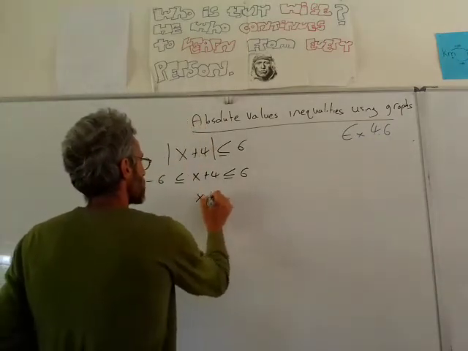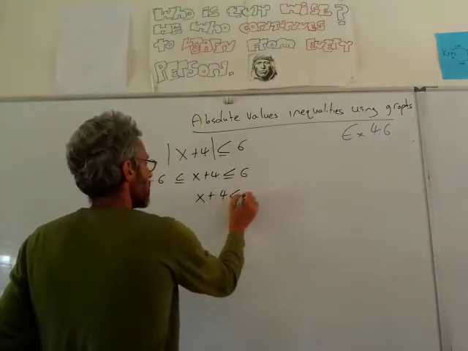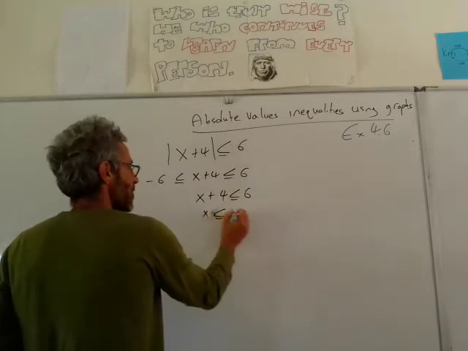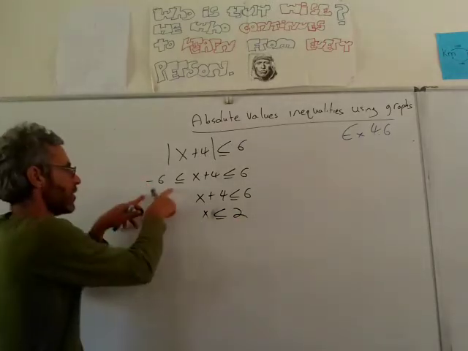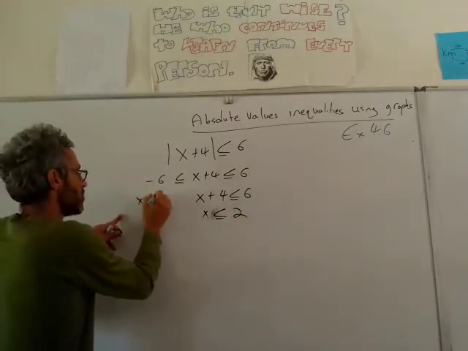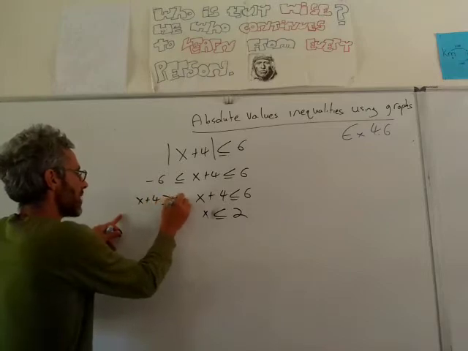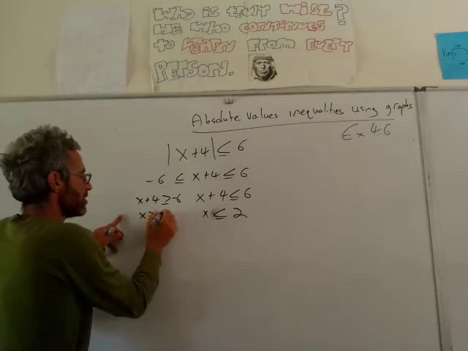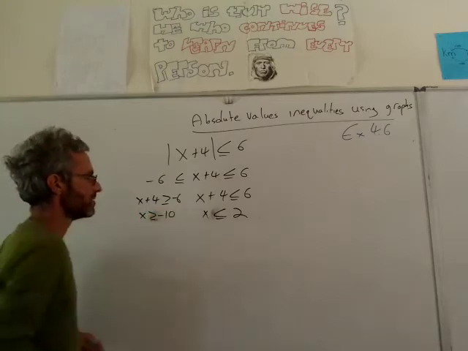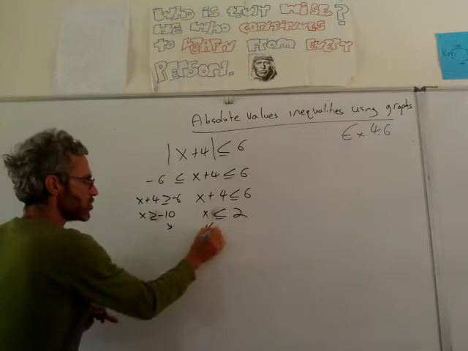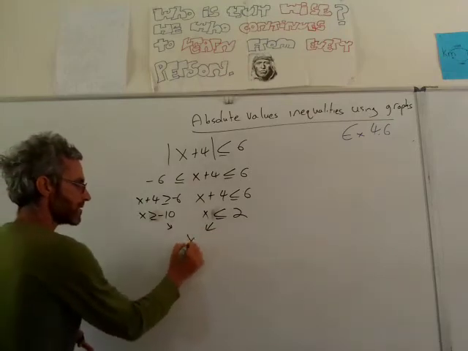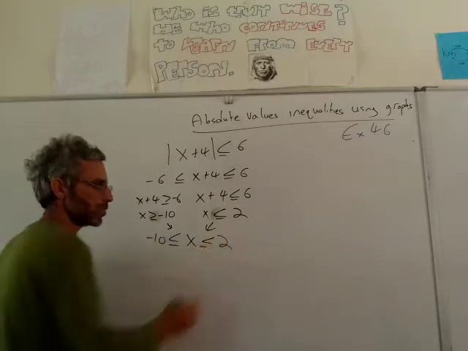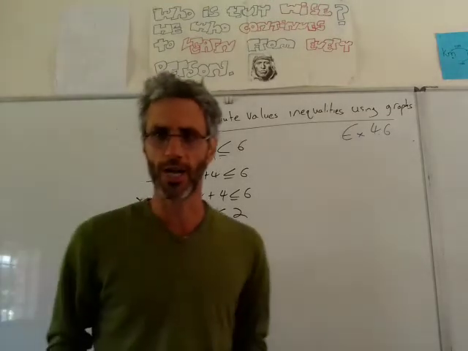So I can say x plus 4 smaller or equal to 6, meaning x smaller or equal to 2. And on the left side, I can say x plus 4 larger or equal to minus 6. That means x is larger than or equal to minus 10. And then I combine these 2 together. It tells us that x is larger or equal to minus 10 and smaller or equal to 2. So that's how we learned how to do it.